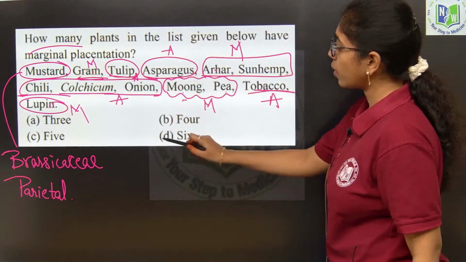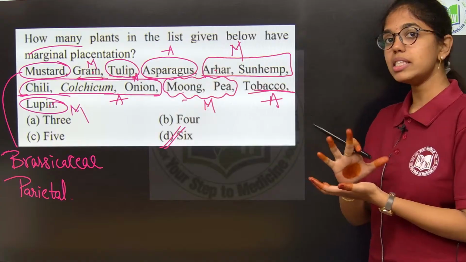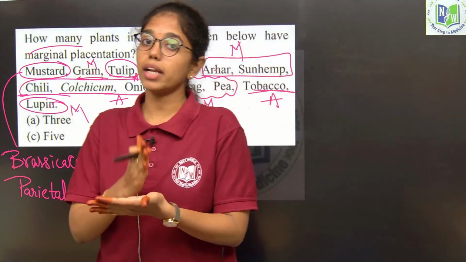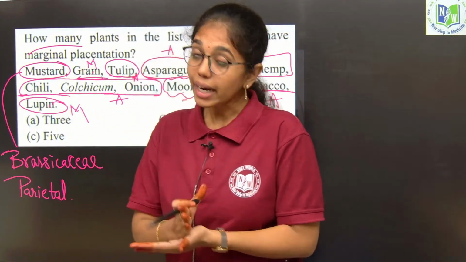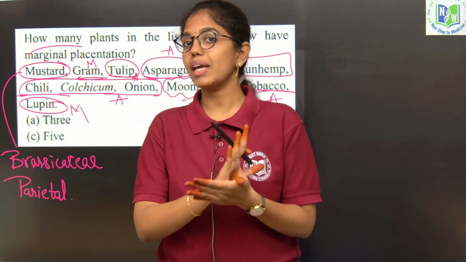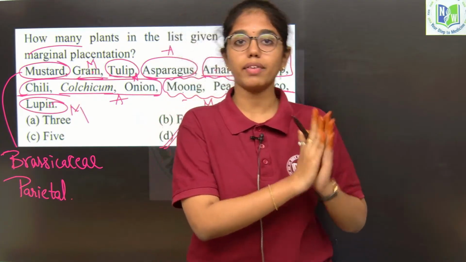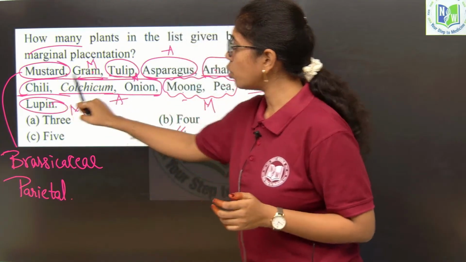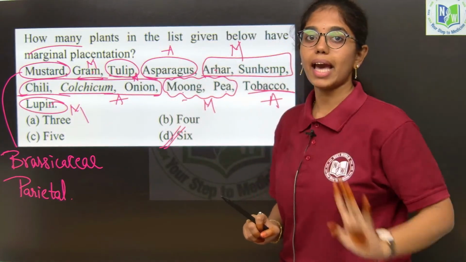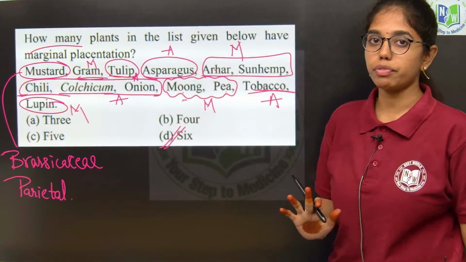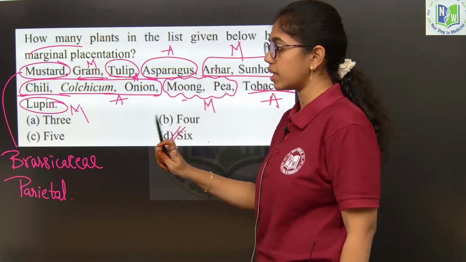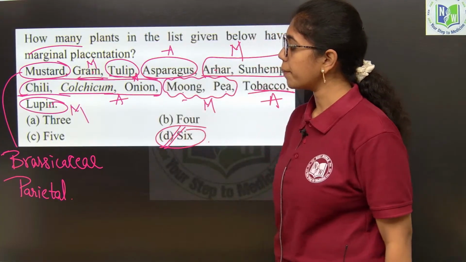6. Okay. So how you can identify easily when multiple examples are given and we need to identify only one character. In that case, we have to go with families. Okay. Families should be our key role to identify the examples. You have to know all the examples with respect to its family. So identifying the characteristic feature of family will be easy for you. So here as such we have identified how many marginal placentation is there? 6.